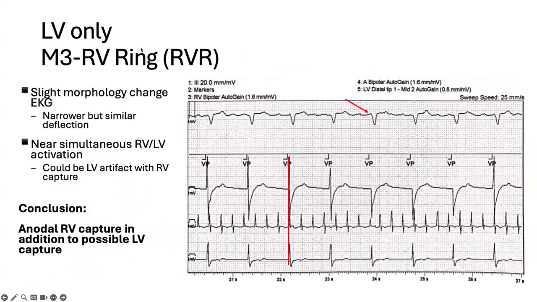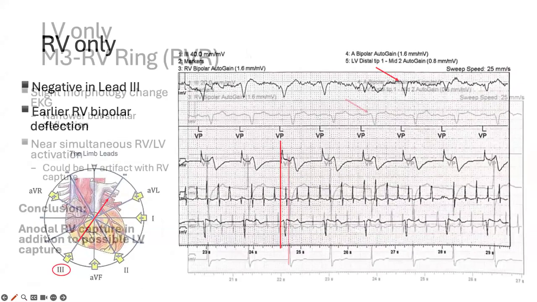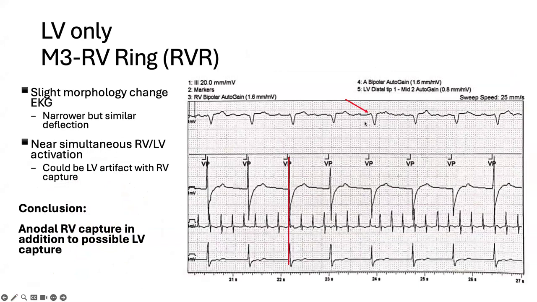Next, we do how it was programmed: LV only pacing, the third electrode to the RV ring. As you can see, the EKG looks stunningly similar to RV only pacing on the surface. If that wasn't your giveaway, you take a look at your EGMs: you have an RV pace, and the deflection is just in line with the LV pace. This indicates that you're probably getting anodal capture of the RV, as well as most likely capture of the LV as well, but it's simultaneous or near simultaneous capture.